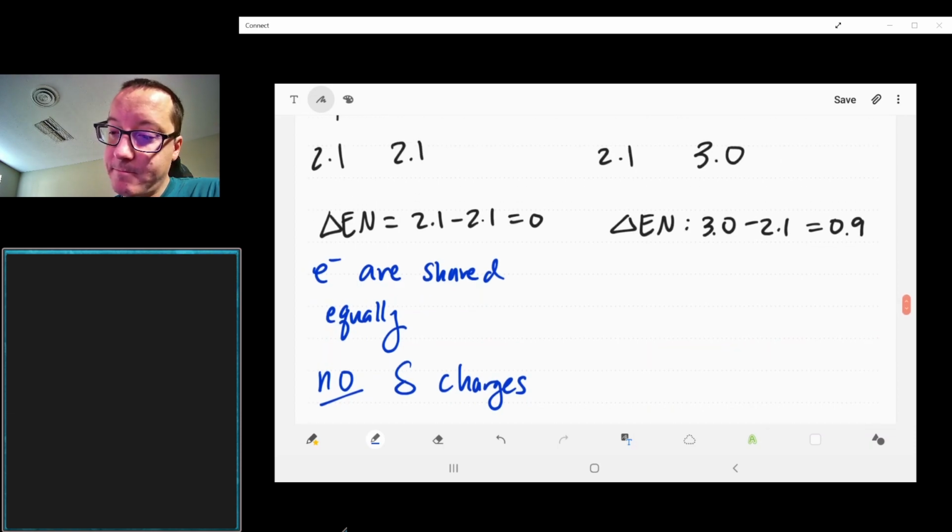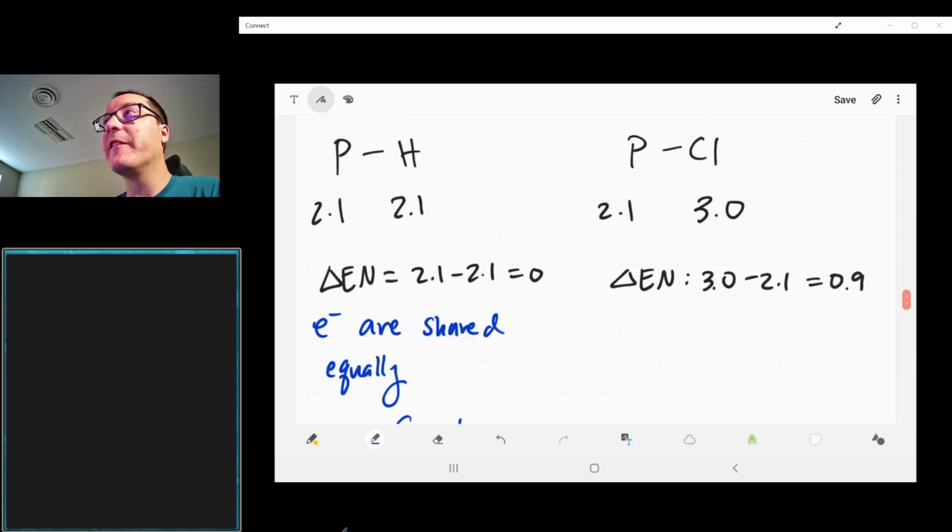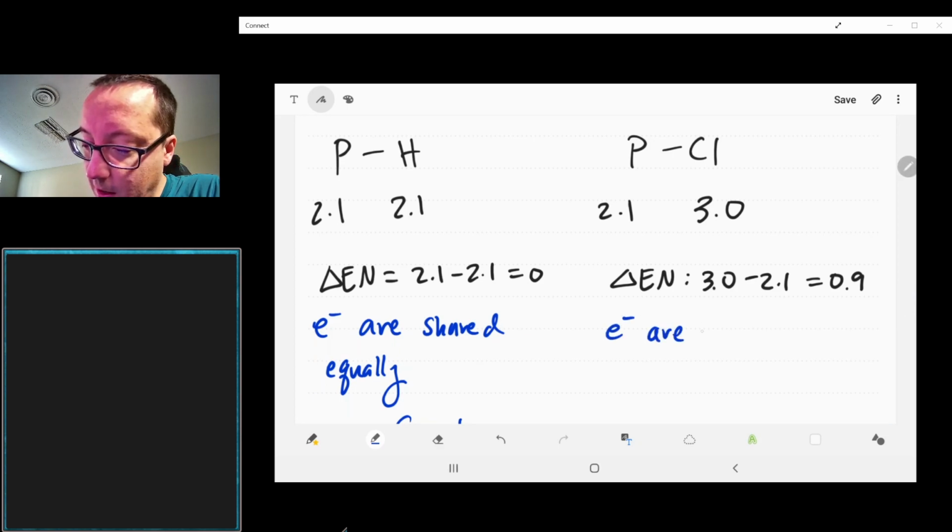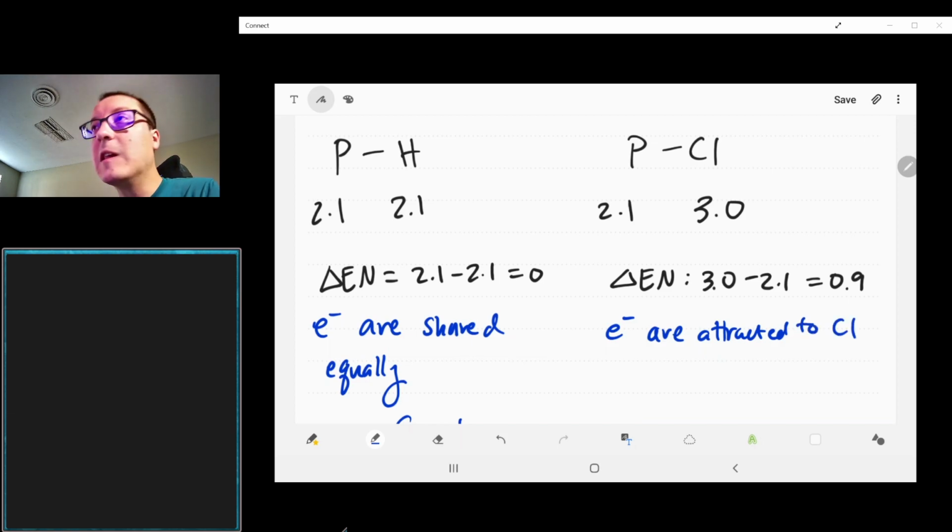All right. In the second one, the phosphorus-chlorine bond, we can see that the electrons are attracted to Cl more.